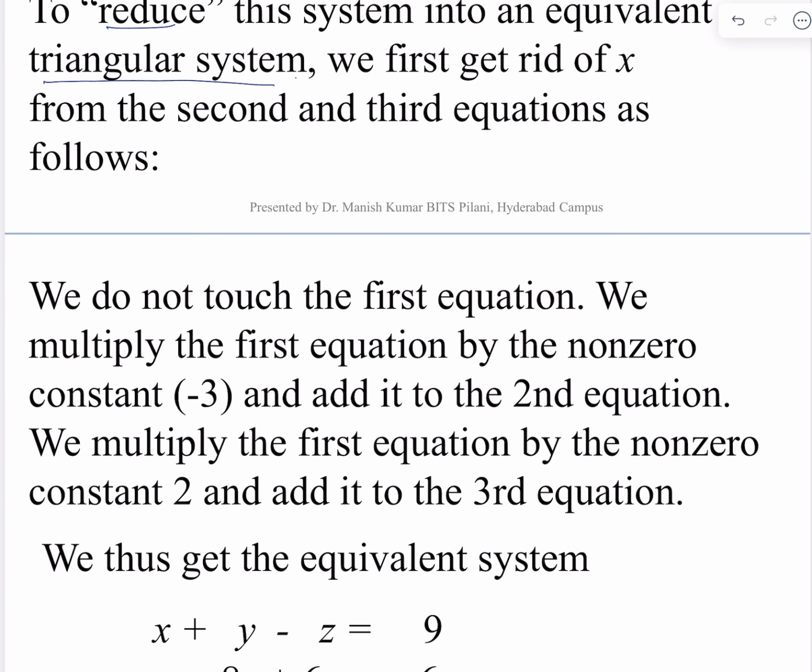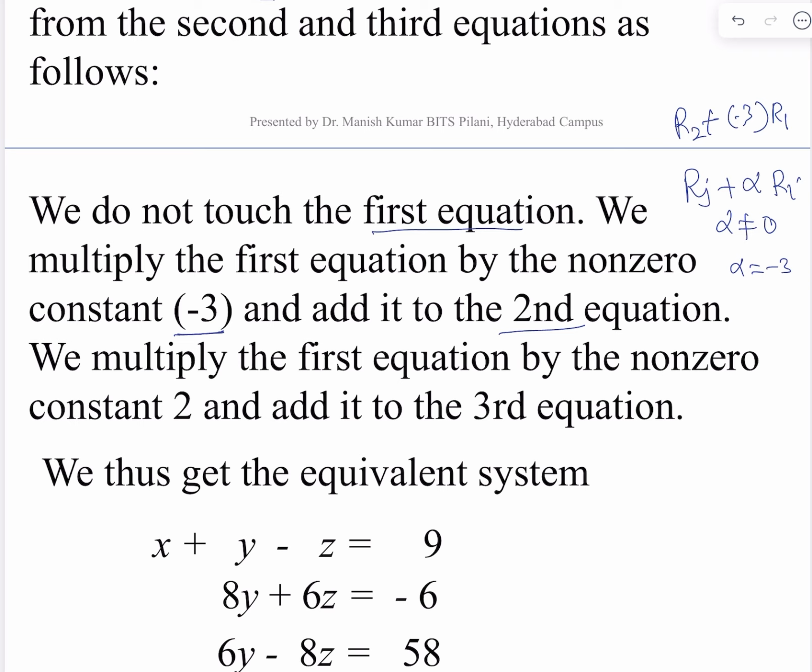See, we do not touch the first equation. We multiply the first equation by a non-zero constant -3 and add it to the second row. This is the second elementary row operation, Rj plus alpha times Ri, where alpha is non-zero. Here alpha equals -3. So if I multiply the first equation by -3 and add it to the second equation, the operation will be R2 plus -3 times R1. And when we add it, the x coefficient becomes 0.